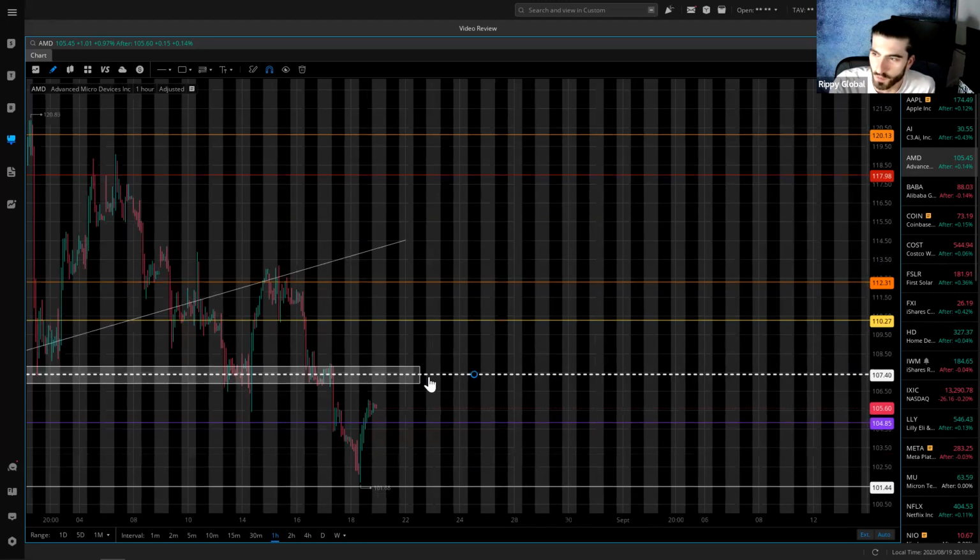If we break out of this white dotted line area, we will fill the gap to $110 a share for AMD.